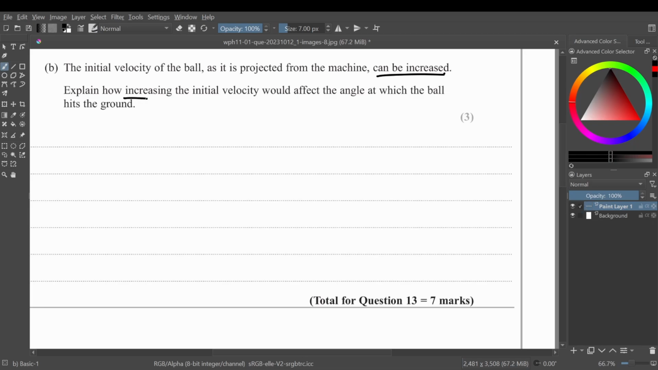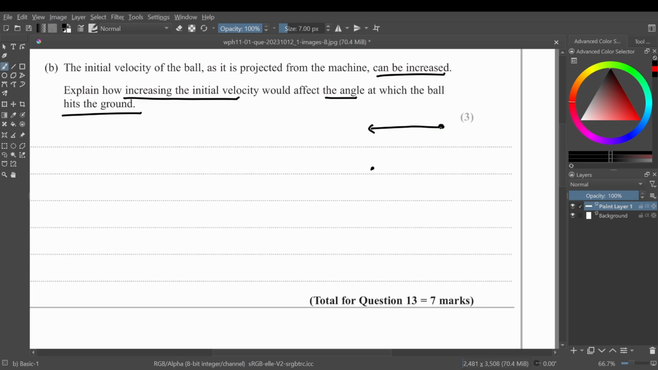Explain how increasing the initial velocity would affect the angle at which the ball hits the ground. Okay, so let me explain it to you through the vector diagram. This is the point where the ball is going to be launched. Let's first draw the ball with its normal velocity, not increased. So basically, let's say it will go till here and then it will land at this point somewhere.